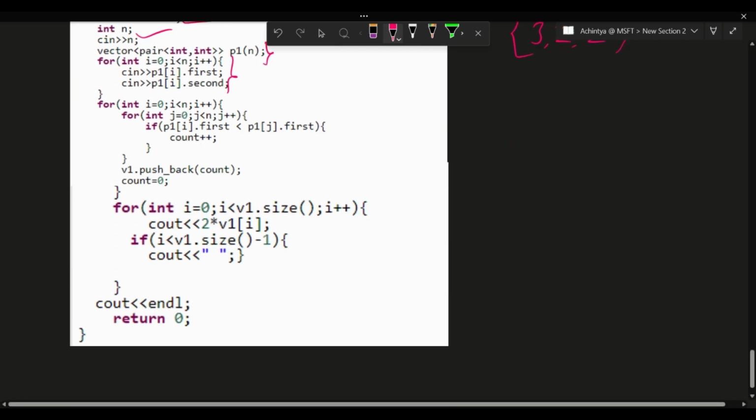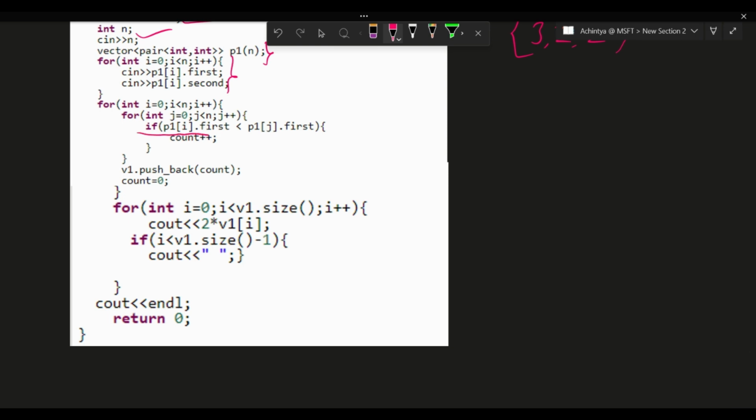Then I'm going to run my nested loop. I start from i equal to 0 to n, j equal to 0 to n, and I check it here. You can check for yourself how I have checked the same thing, it is count plus plus. Then I'm taking the input in the v1 by using the push back function, then count equal to 0, and at last I'm going to just print out the array by multiplying 2. You can see I am printing by multiplying 2. Okay, fine. So this is my code here.